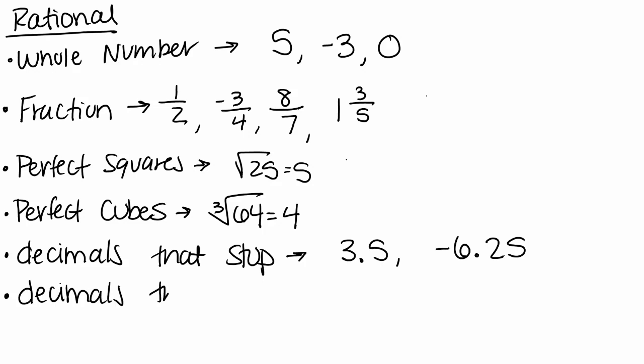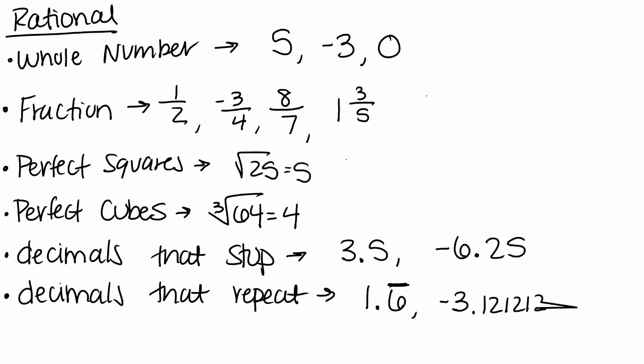Decimals that repeat are also rational. So for example, 1.6 repeating, typically the repeating decimals have the line on top. They are rational. Even if they don't have the line on top, like negative 3.121212 on and on and on. They'll have these dots at the end. It is still repeating the same pattern, 1, 2, 1, 2. And so it is also rational.